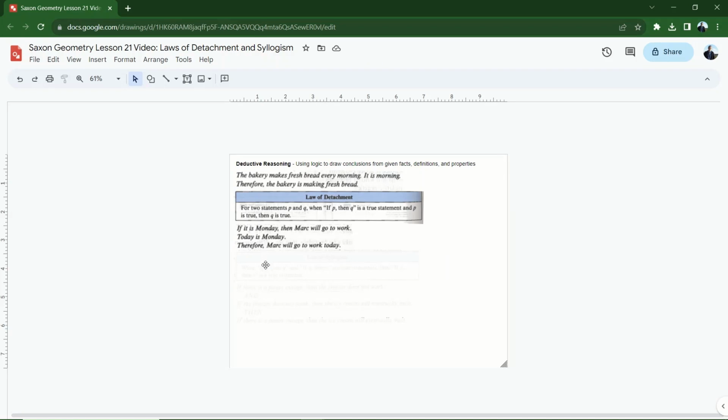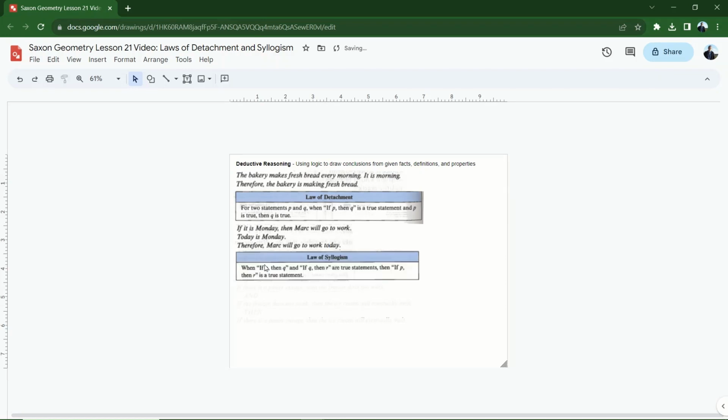All right, that's the law of detachment, pretty basic. If we have an if P then Q statement, that's correct. If P is true, today is Monday, Q is also true. Therefore, my conclusion, therefore Mark will go to work today. That word therefore is very important for your conclusion from the law of detachment.